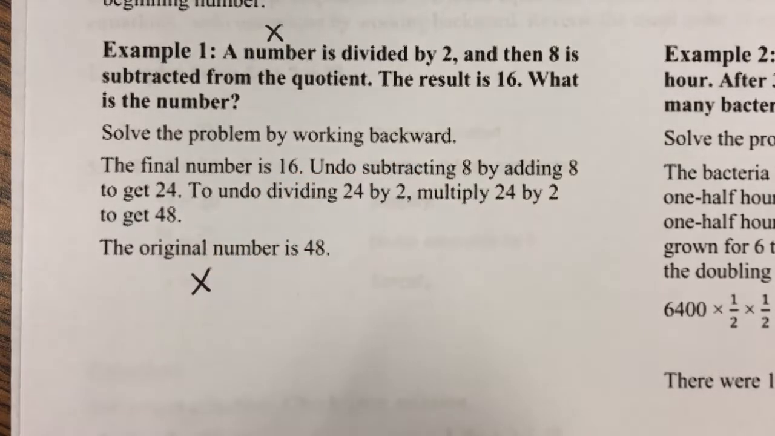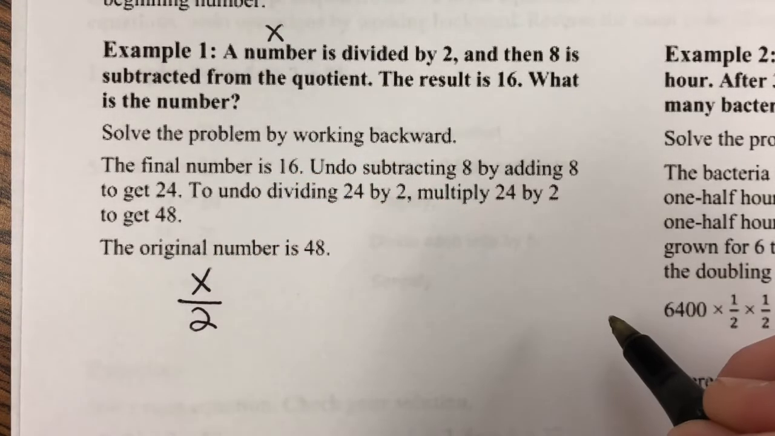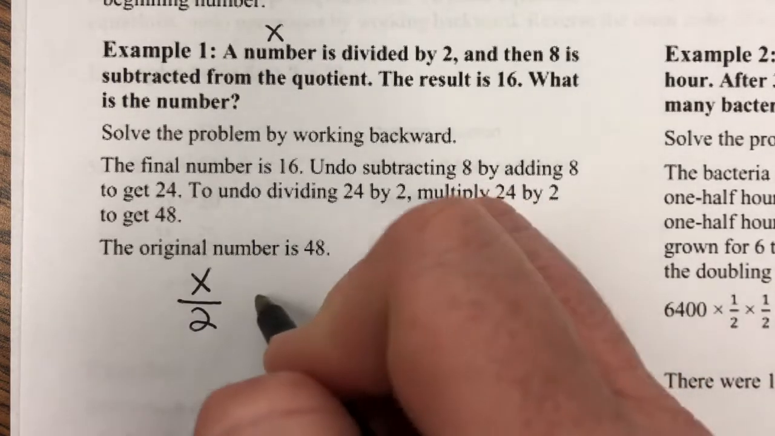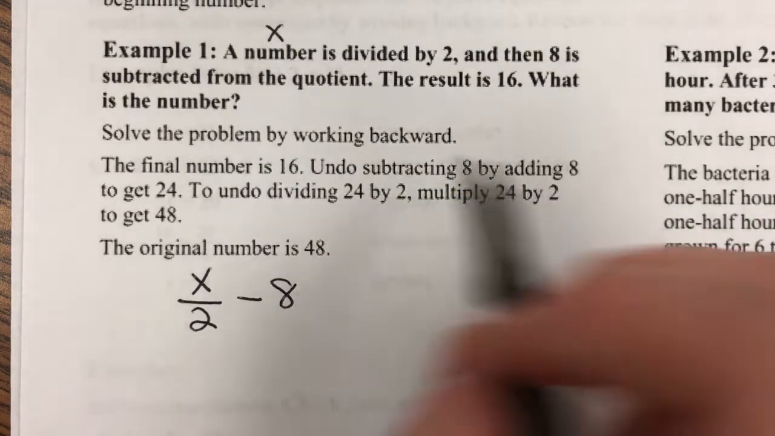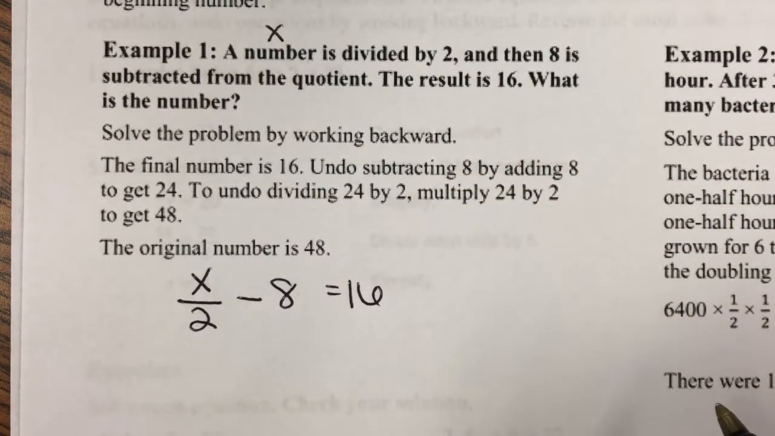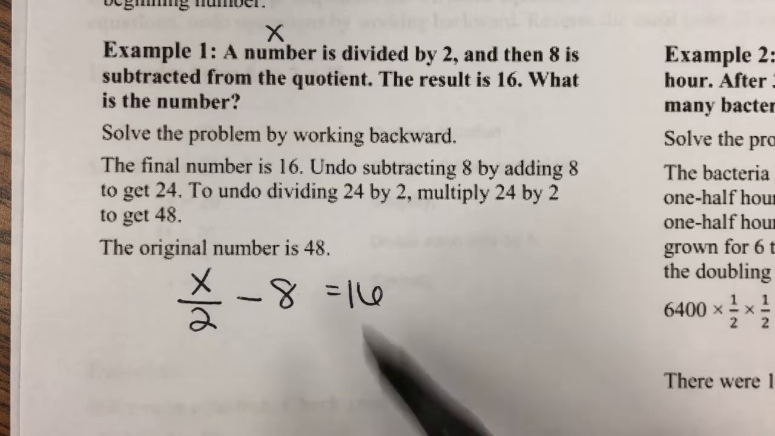So a number is divided by 2, and then 8 is subtracted from the quotient. Well, this is the quotient, so I subtract 8 from it. And then it says the result is 16. So to me, it's easier to write this out and now solve for x, right? And we'll go over in a second how to solve a multi-step equation.